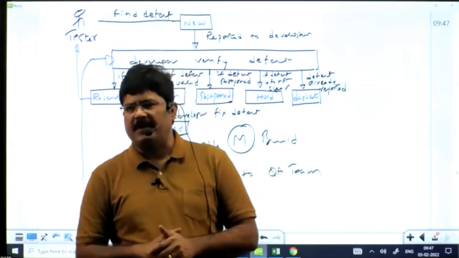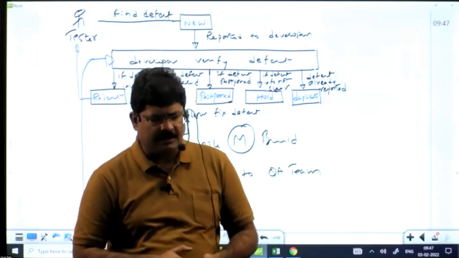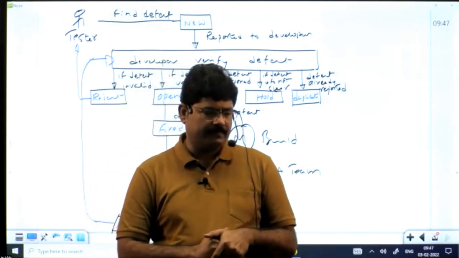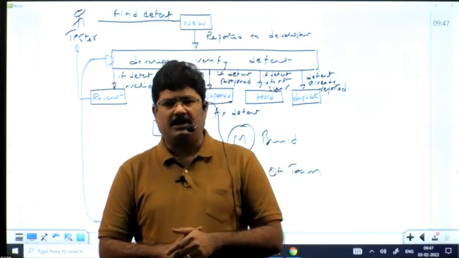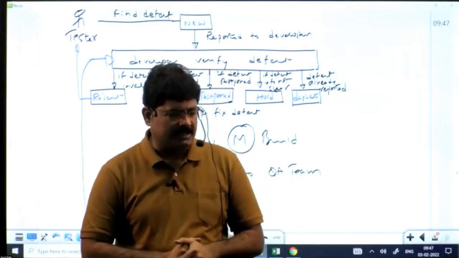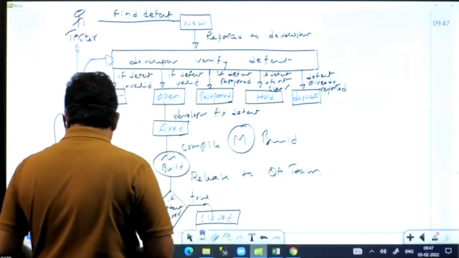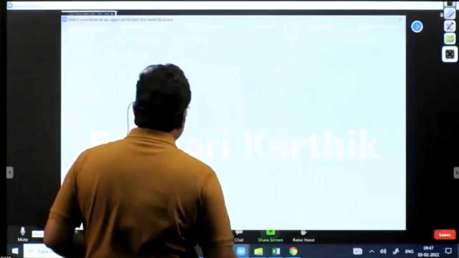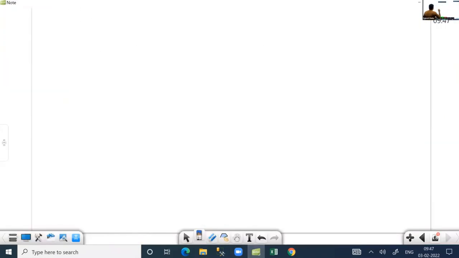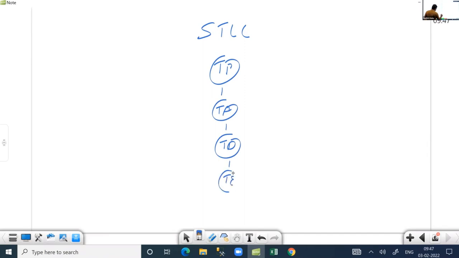So this is the last phase of STLC, test closure. Note it. Test closure, or when to stop testing. In the software testing lifecycle, test planning, test analysis, test design, test execution, bug reporting, the last stage is test closure, nothing but when to stop testing.